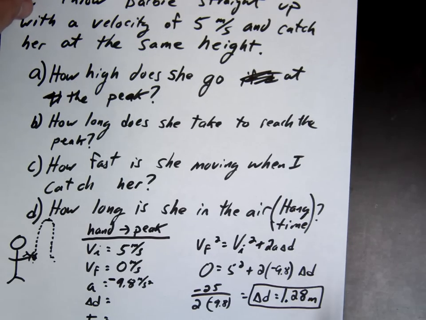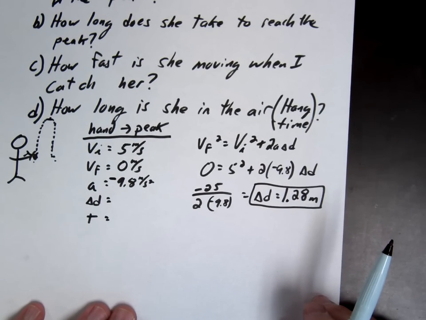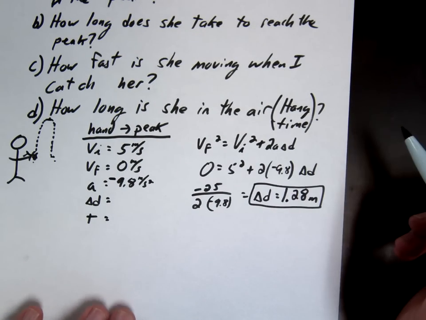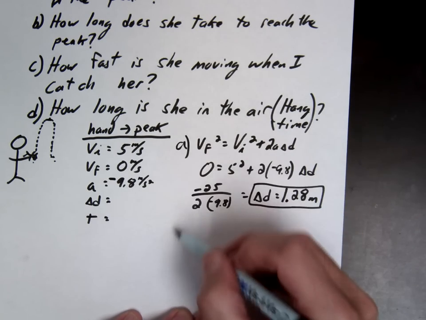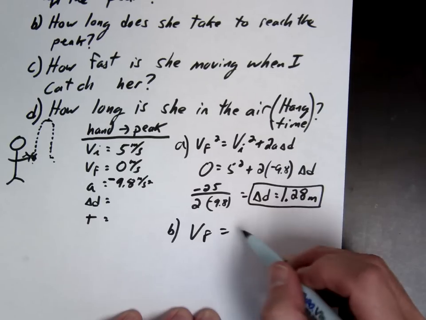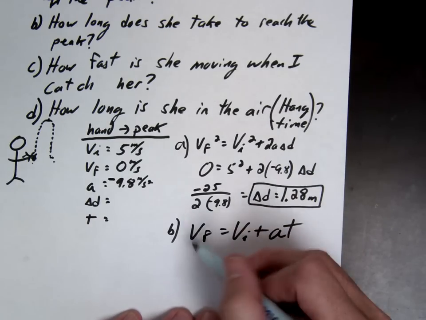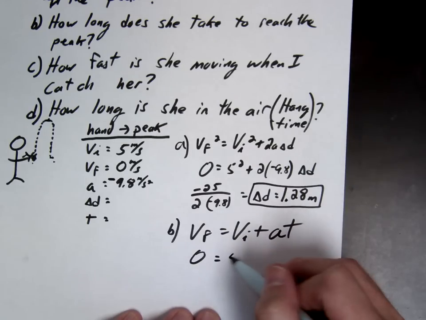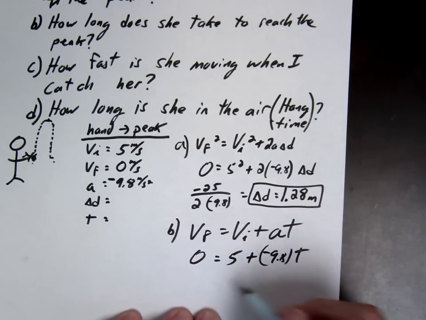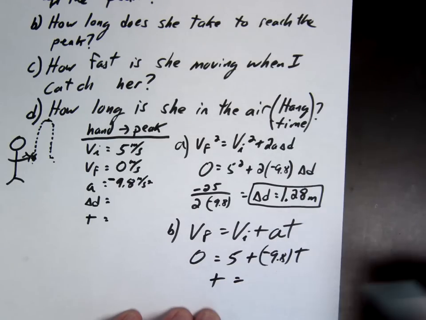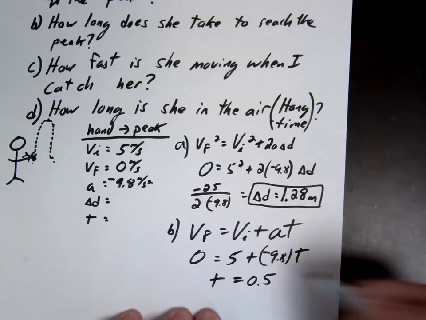What was that? How long? How much time? Choose an equation for that. Let's try to do it without delta D. First one. VF equals V initial plus AT. VF is 0, V initial is 5. It's about a half a second, 0.51.